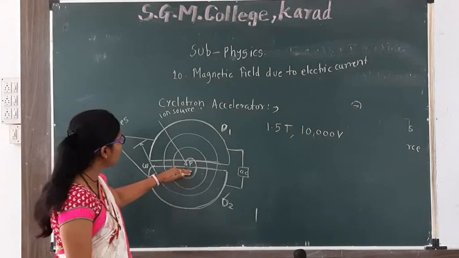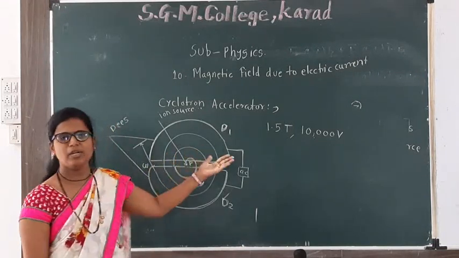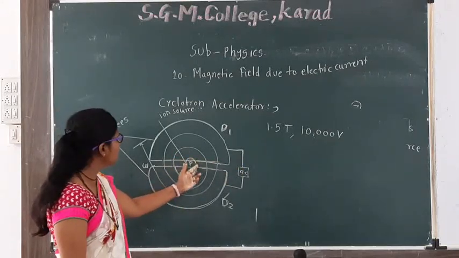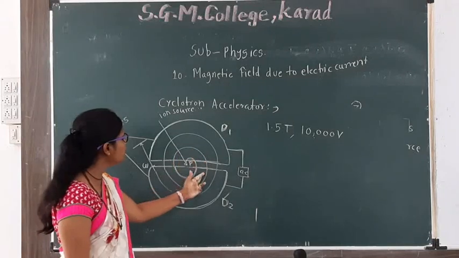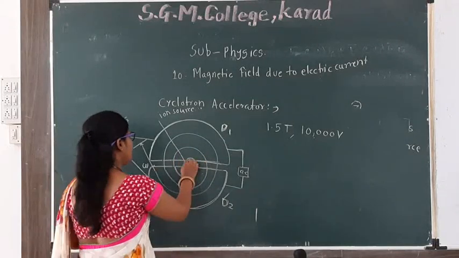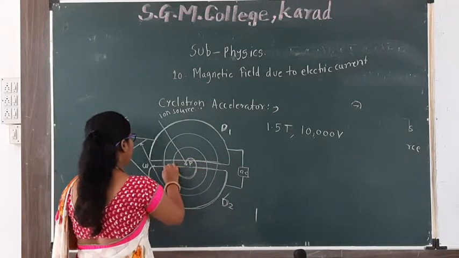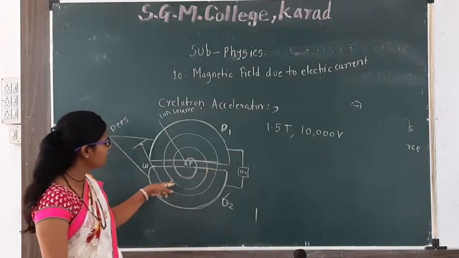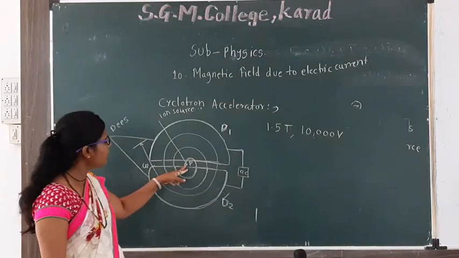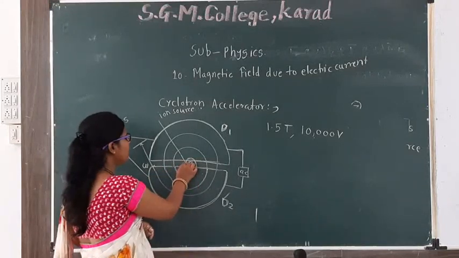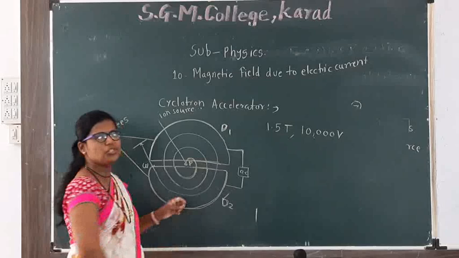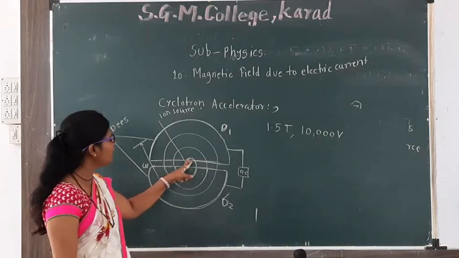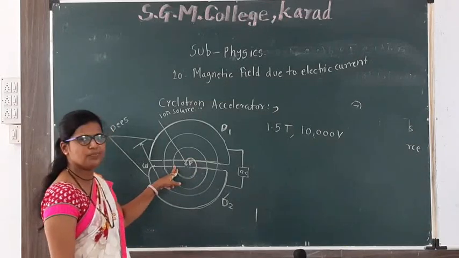When ions move from one D to another D, they automatically experience the potential difference. These ions perform the semicircular motion again and again. Every time the electric field is given to the positive ion, the particle performs semicircular motion.